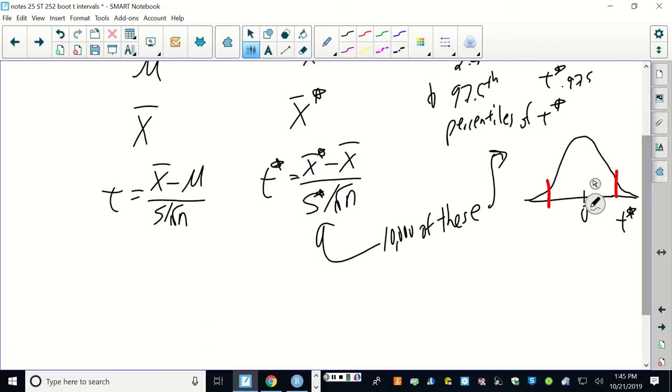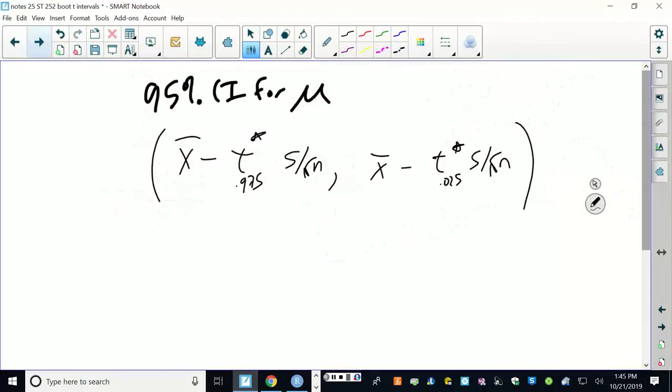Well, it's the same logic that went into the pivot. When we undo the pivot, we ended up with a minus there. And so let's see how that goes. So that's our interval. But any questions about what these symbols are? Yeah. So 95% of the t star values are in this interval? So these two points are calculated from 95% of the t star values.